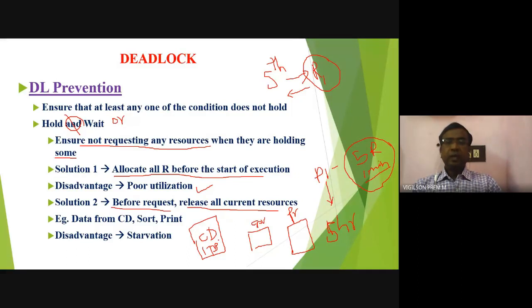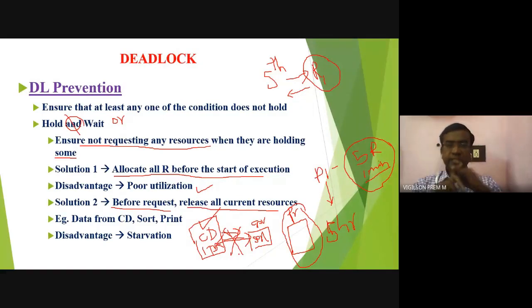Now we have to transfer all 1 TB of data to the CPU, correct? When this data transfer takes place, the printer is not doing any work, correct? So it is not requesting the printer. It is requesting only the CD. CD is allocated. Now the printer can be used by any other process. Once all data is copied to the CPU, now sorting is to be performed. At the time of sorting, the CD is also not required, so that will be released.